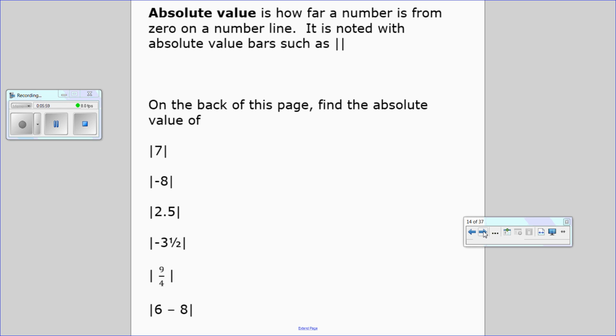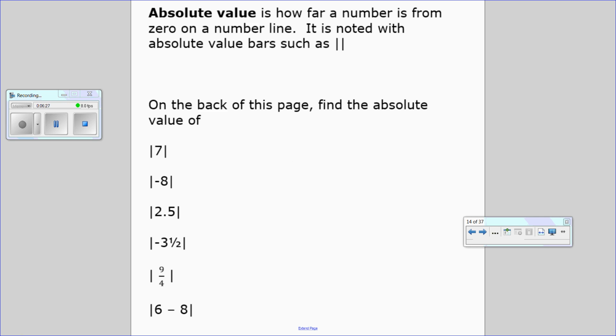Our major word we're going to learn today is absolute value. Absolute value is how far a number is from 0 on the number line. It is noted with absolute value bars. So you will be given a number line, and you will have to decide how far it is from 0.